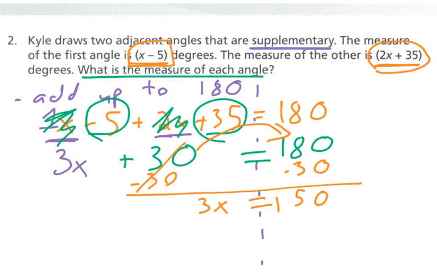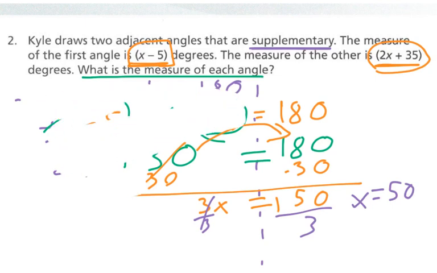So basically what I'm saying is 3 times something is 150. So what's the opposite of multiplying by 3? Dividing by 3. So we're going to divide both sides by 3. So 150 divided by 3 gives me 50. So x equals 50. But here's the thing. I figured out what x is, but I'm still not done. I have to figure out what is the measure of each angle.